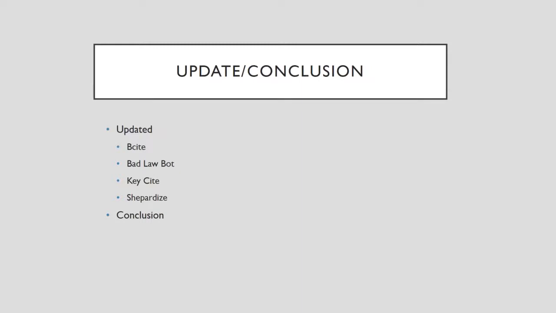When we update, we'll look at BCite, which is the Bloomberg citator. We'll look at BadLawBot, which goes with Fastcase. We'll look at KeyCite, which goes with Westlaw, and Shepardize, which goes with Lexis. These are all your citators to help you understand whether the law is good. Then we'll finally do the conclusion, and we're ready to write everything up and advise the client or your supervising attorney on the best course of action.